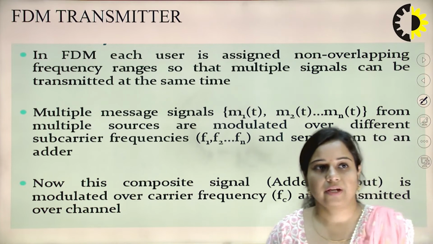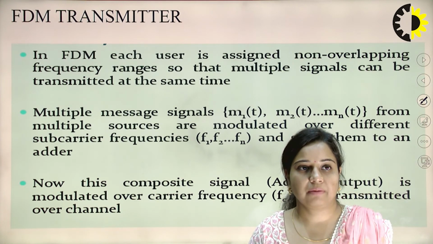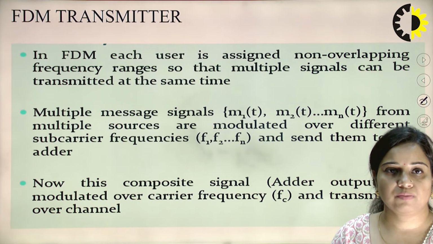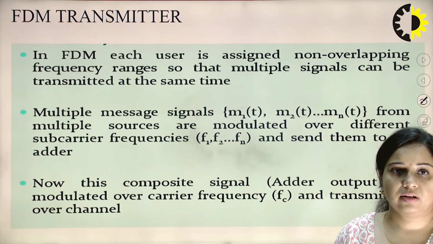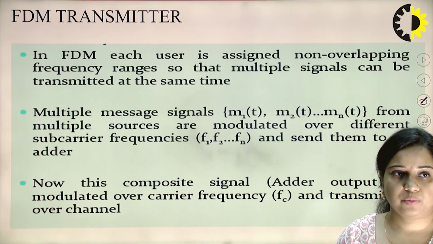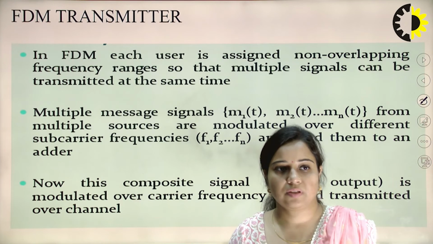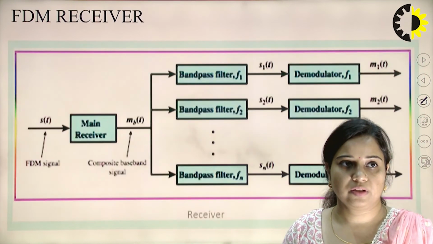Each user is assigned non-overlapping frequency ranges so that multiple signals can be transmitted at the same time. Multiple message signals like M1(t), M2(t) up to MN(t) from multiple sources are modulated over different subcarrier frequencies and sent to the adder. Now this composite signal is modulated over a carrier frequency and transmitted over the channel.